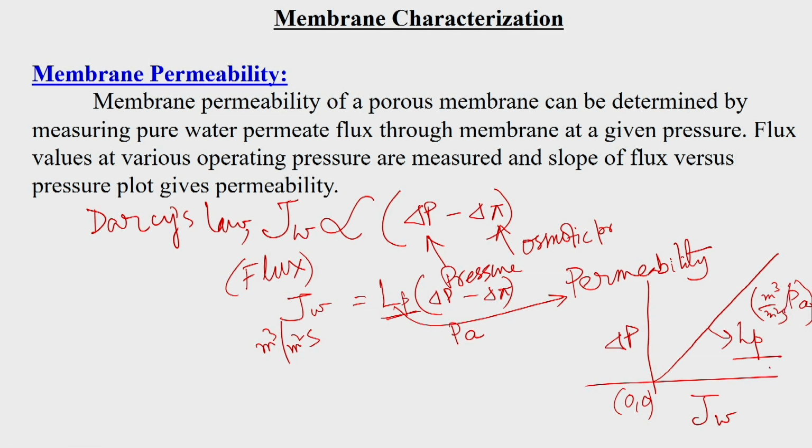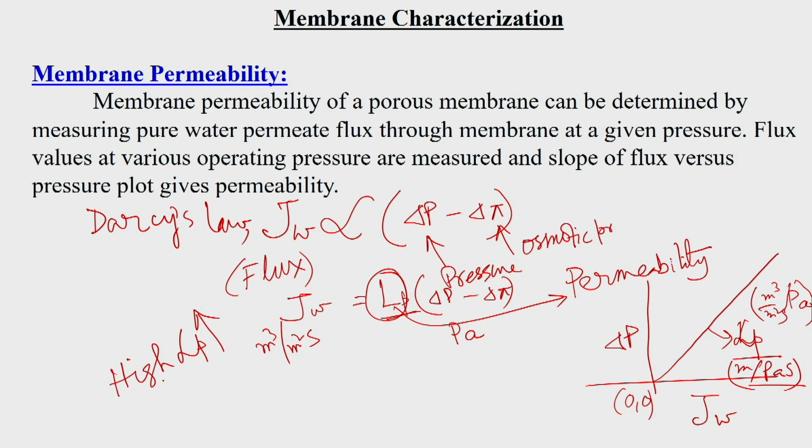Per Pascal. So, it will be like this, meter per Pascal into second. So, the unit of Lp will be meter per Pascal second. Okay. And this membrane permeability tells us how porous the membrane is. If we say high Lp, then we can say this membrane is highly porous.